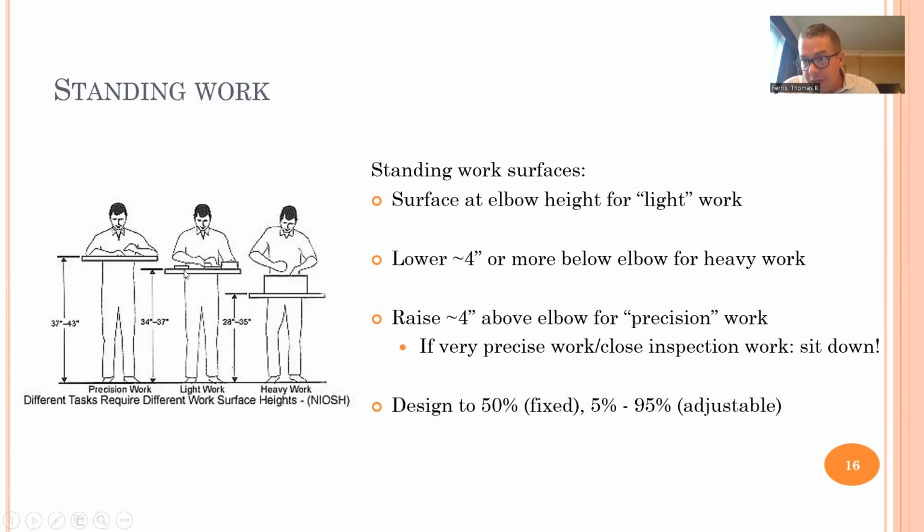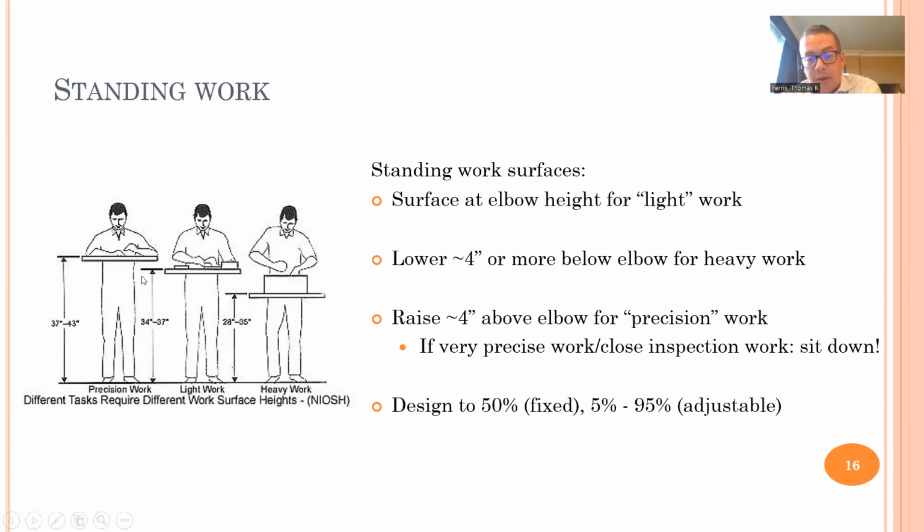If I'm doing precision work, which I would say would be the kind of thing where you have to look at it real closely, your hands are closer to your face, and if your elbows have something to rest on, you can be a lot more stable in that sort of work. So in this case, we want to raise the platform about 4 inches.